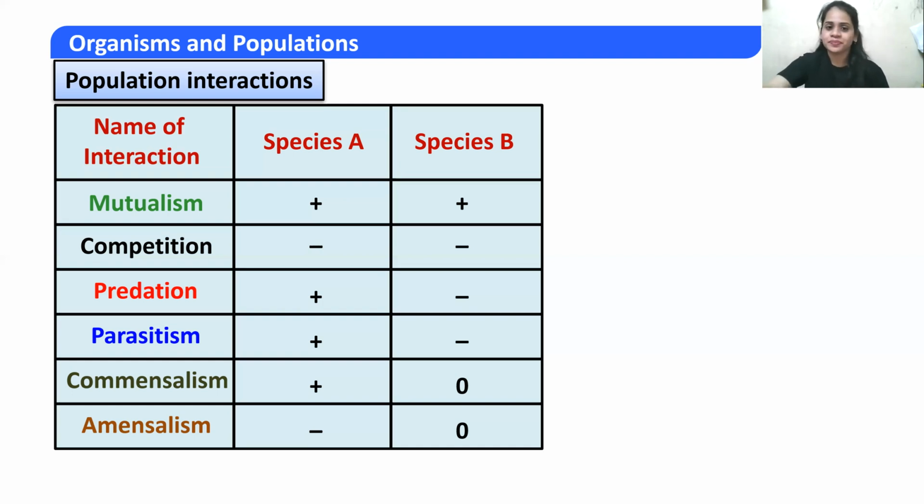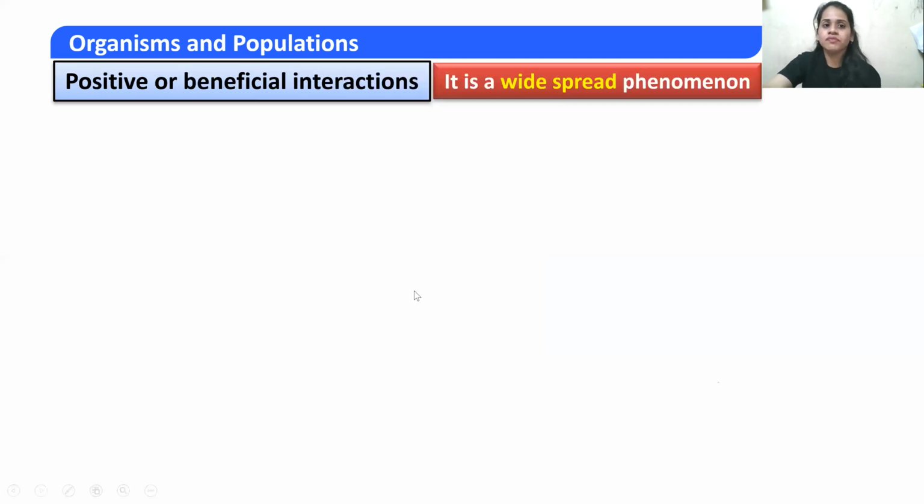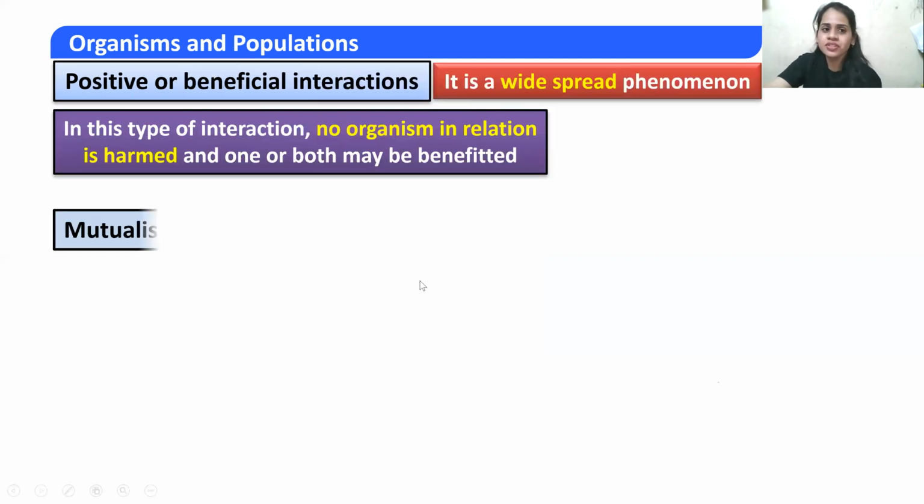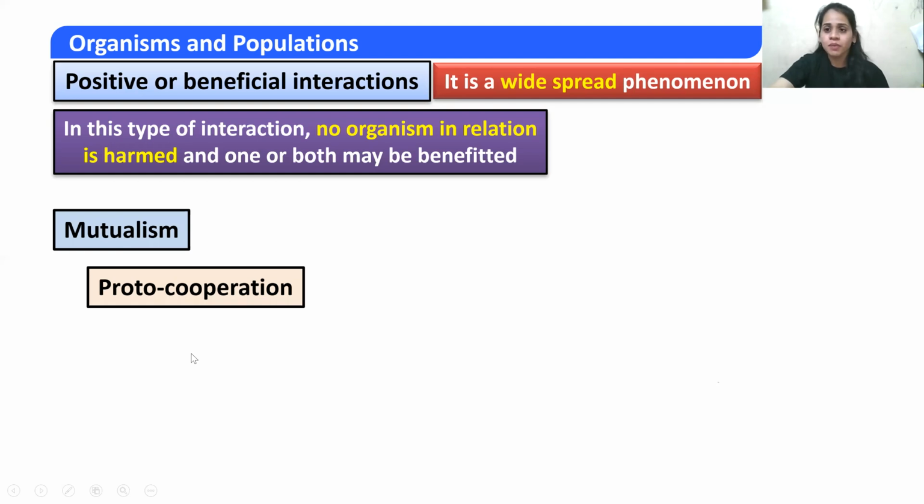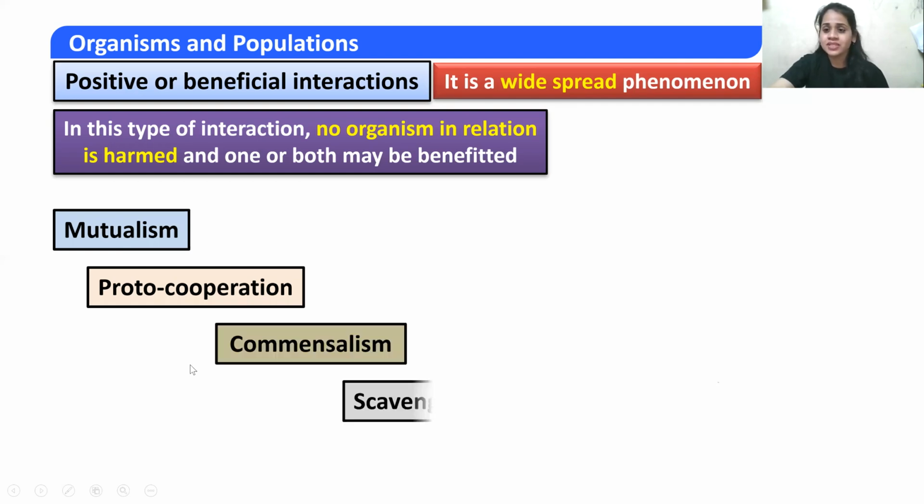Okay, so which are the positive or beneficial interactions? Positive or beneficial interactions are those types of interactions where no organism in the relation is harmed and one or both may be benefited. So at least one or both may be benefited, but nobody is going to get harmed in a positive interaction. That's called positive interactions. Okay, so the examples here are mutualism, proto-cooperation, commensalism, scavenging. Okay, so these are a few examples.